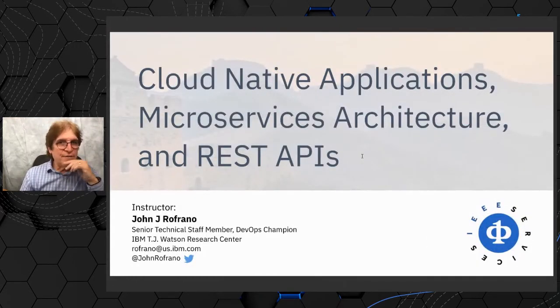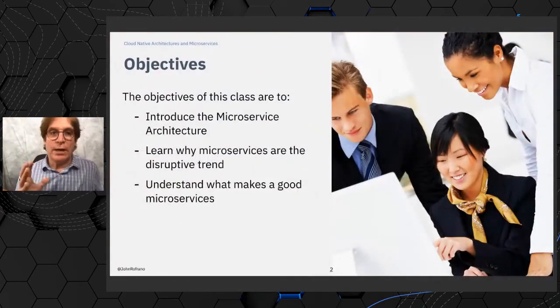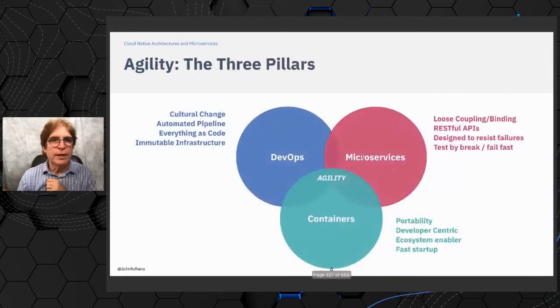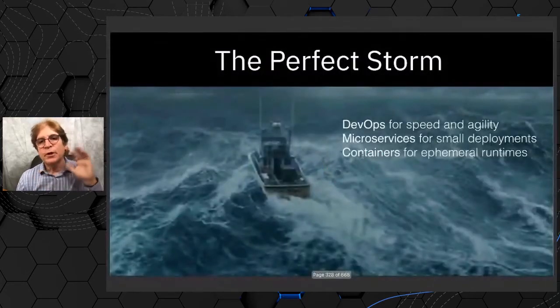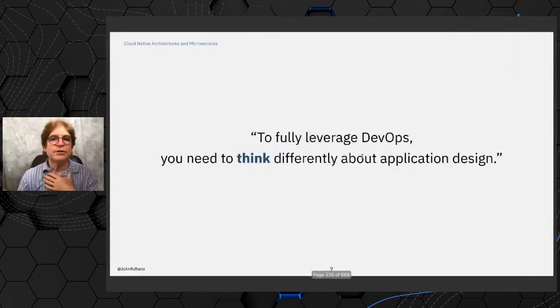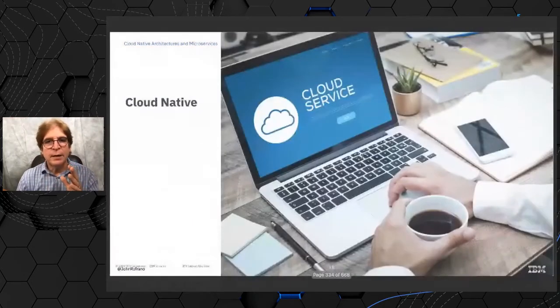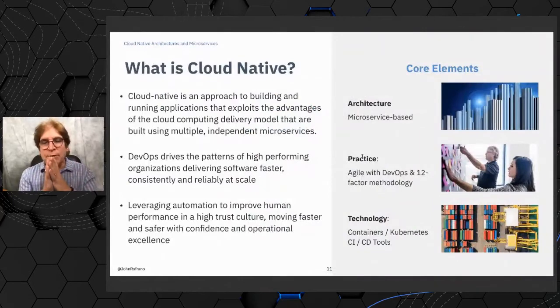All right, so cloud native apps, microservices, and REST APIs. So I'm going to go through this rather quickly because I want to get to the code example and then just do a Docker and a Kubernetes quick. So again, 3 pillars: perfect storm, microservices, thinking different about application design, cloud native, right?